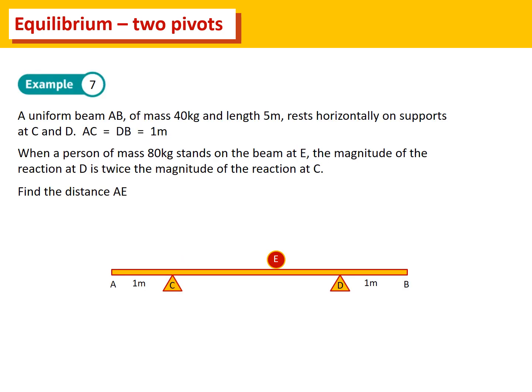Here in example 7, once again, let's put the forces on. What are the forces acting on the rod? Well, its mass is 40 kilograms, so the weight of it is 40 G newtons. There's a normal contact force created by the person standing at point E. That person weighs 80 G newtons. There's a reaction force at the support C, which I've called Y, and it tells us that the reaction at D is twice the reaction at C, so I'm going to mark on the reaction force at D as being 2Y. So now I have all my forces acting on the rod.